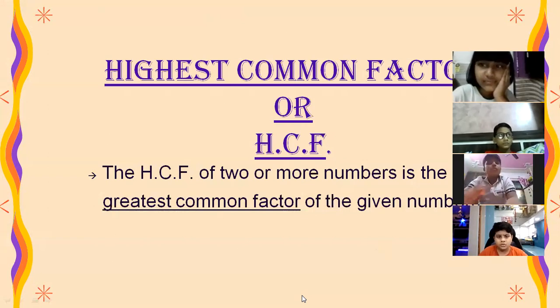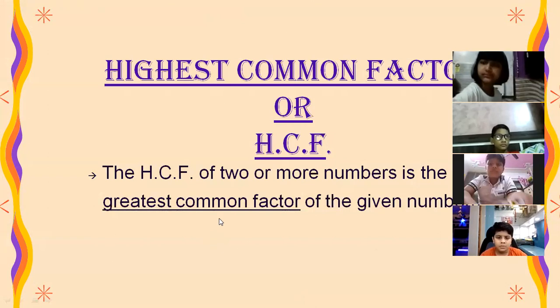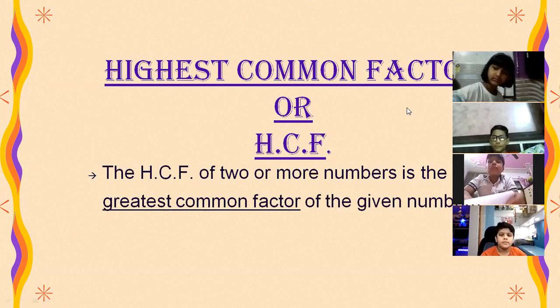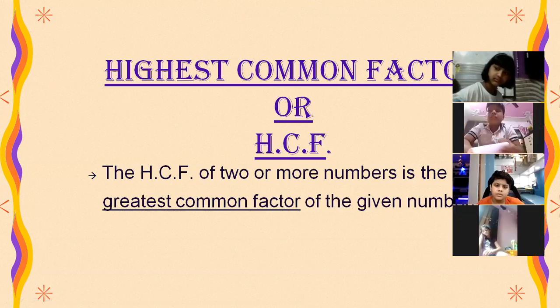So what is the meaning of HCF? HCF of two or more numbers. That's why we have written down here two or more numbers. So HCF of two or more numbers is the greatest common factor. Common factor, but the greatest common. It is also the greatest common factor, or we can say the highest common factor of a given number. Clear?